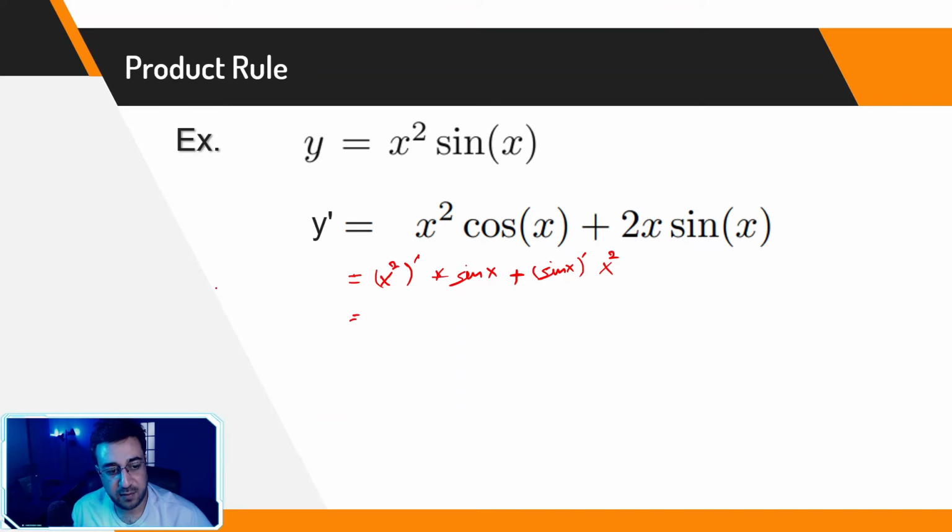What does that give you? The derivative of x to the power of n equals n times x to the power of n minus 1. n in this case is 2, so 2x to the power of 1, which is 2x. We don't write the 1. Multiplied by sine of x plus the derivative of sine of x, which is cosine of x, multiplied by x squared, and that's your solution.